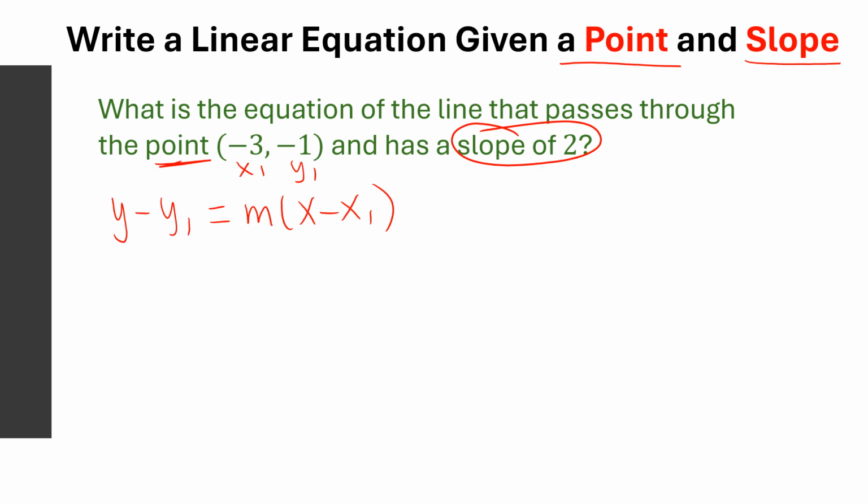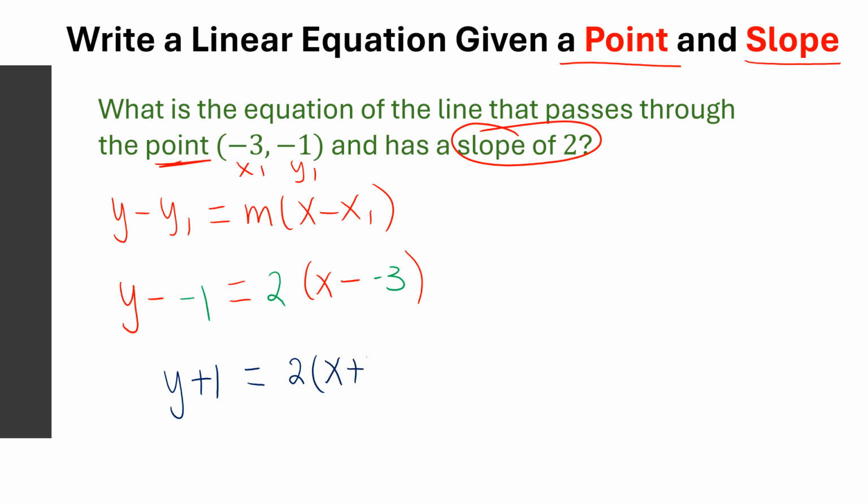So we have y minus y1, which is negative 1, equals the slope, 2, times x minus x1, which is negative 3. And now I can simplify this equation. So what we have here is y minus negative 1, which is the same thing as y plus 1, equals 2 times x minus negative 3, which is the same thing as x plus 3. So this is the linear equation in the point-slope form.